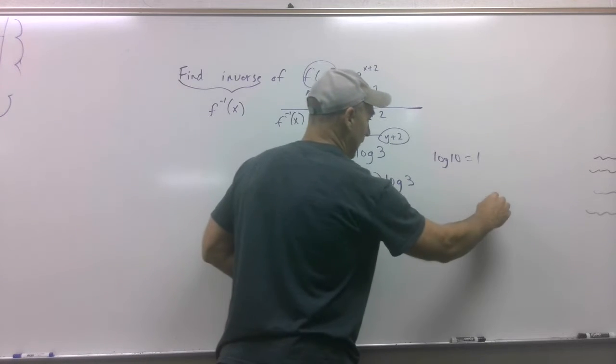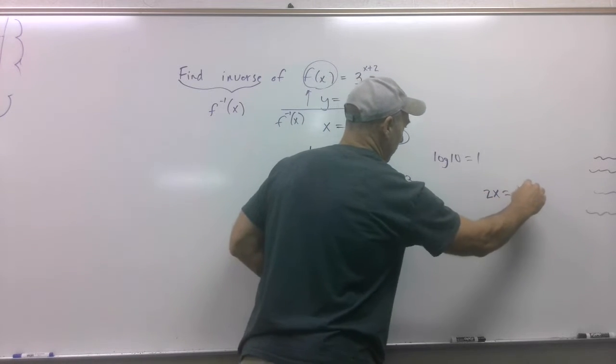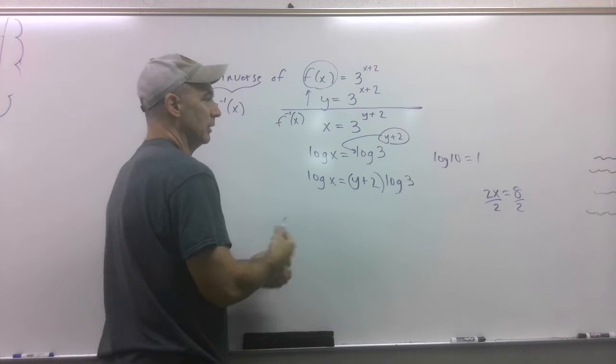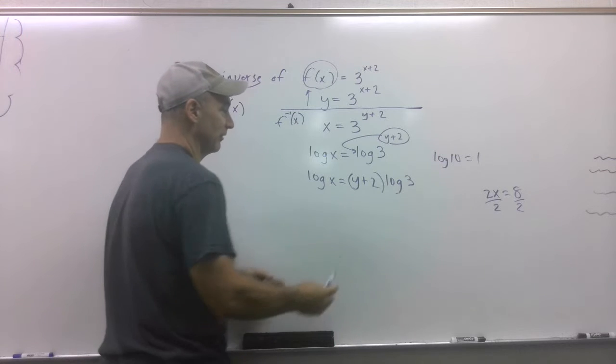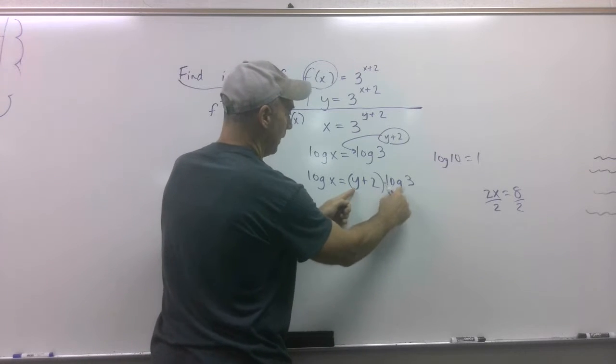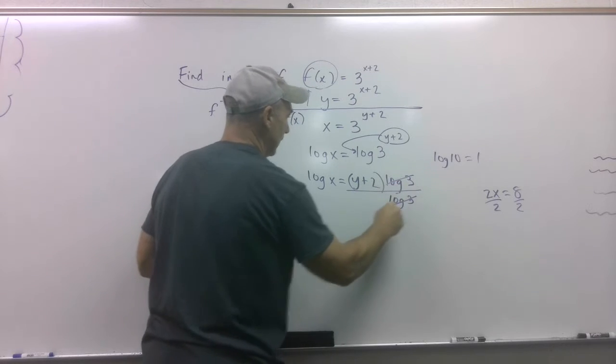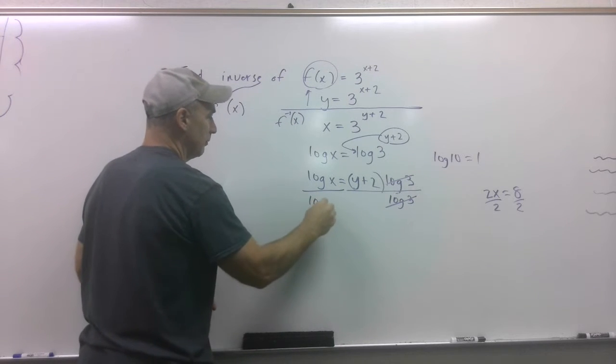Well, for years you guys have been doing stuff like this. 2x equals 8, you just divide by 2. You do what you need to do. This is just new looking for you guys. If I got to solve for y, and I don't want that here, I'm going to divide by log of 3, cancel, cancel. But I got to divide this by log of 3.